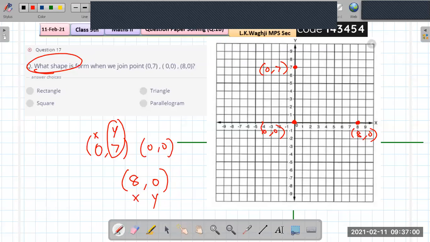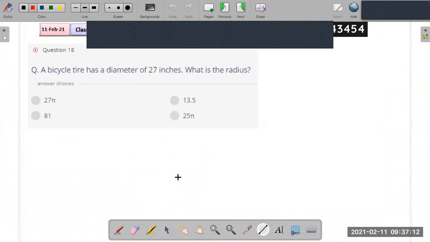Okay. So here, joining these 3 points, just check. If we join these 3 points, you will get a triangle. Correct. So triangle was the correct answer. Now we move to the next chapter, that is circle.